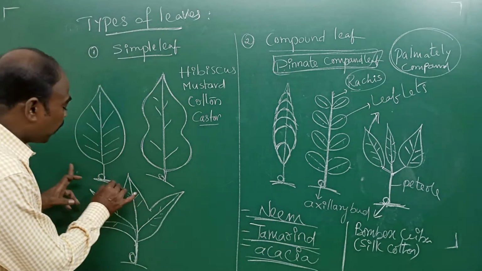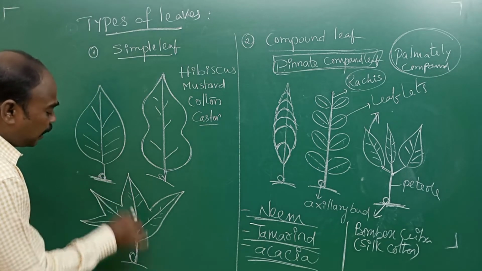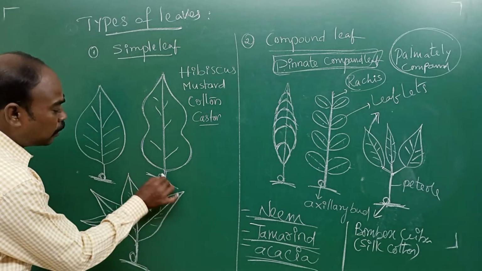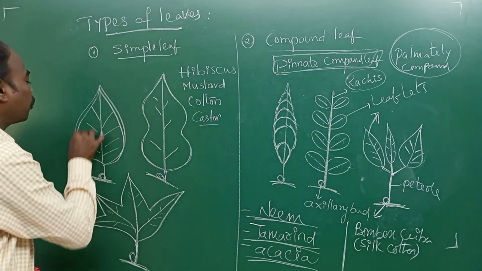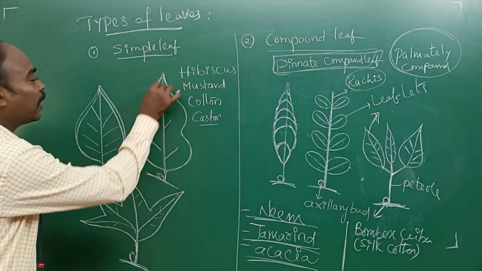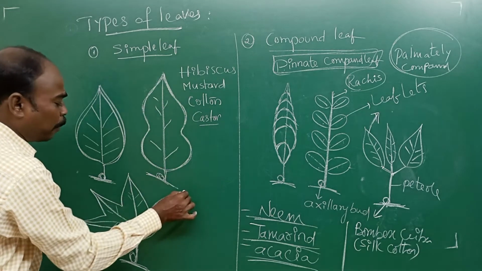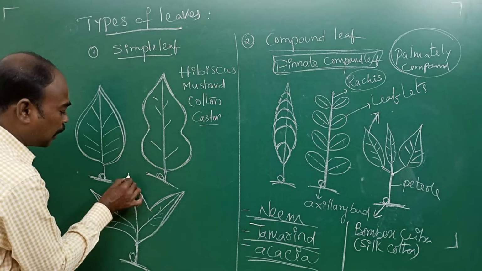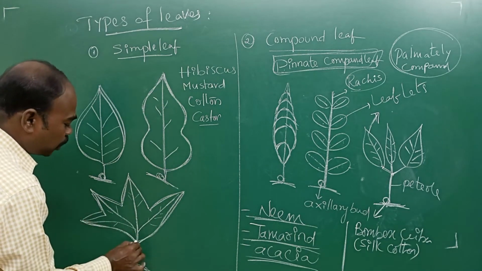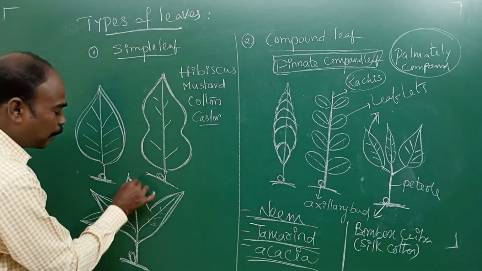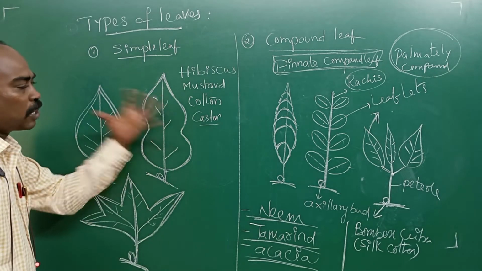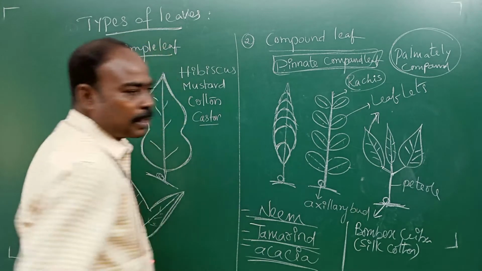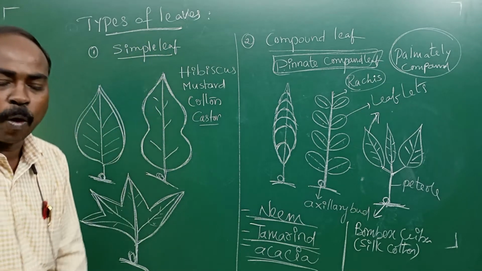This is a simple leaf. Here also the axillary bud is there in the petiole base, but the leaf margin is entire. Even if incisions are found, those incisions do not cut the midrib. The incision does not cut the midrib, so it is a simple leaf. This is about simple leaf and compound leaf.